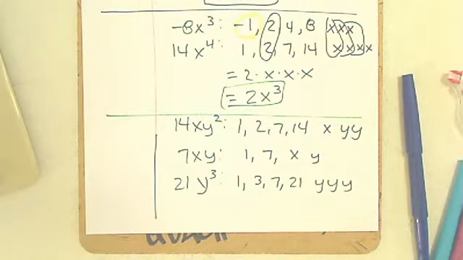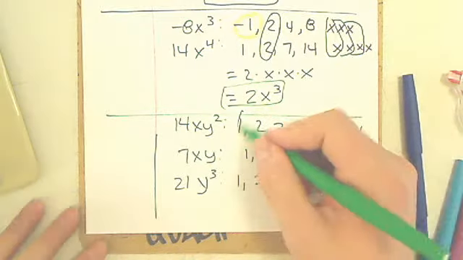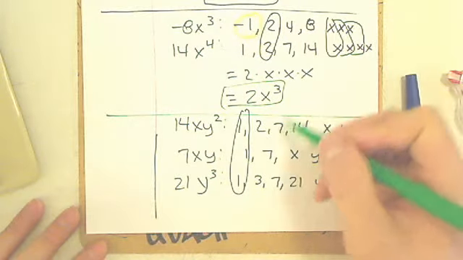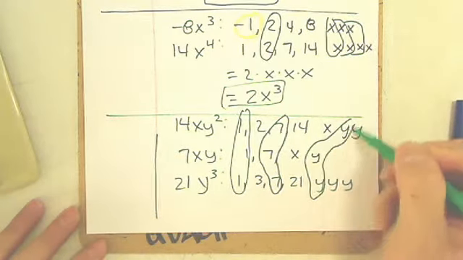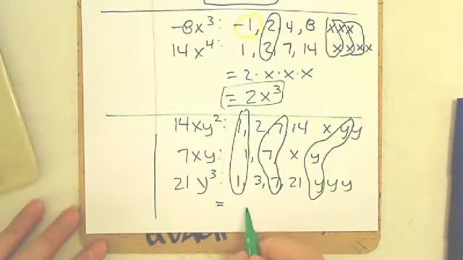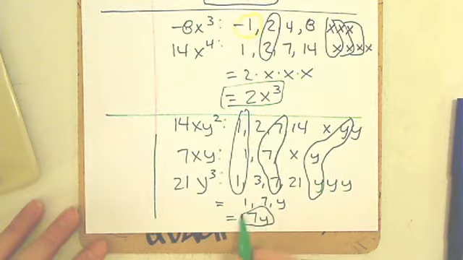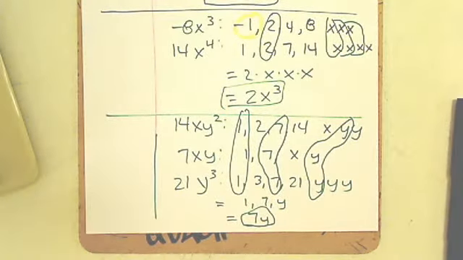Questions on how I broke those down? Circle the ones that are common. Keep going. How many? Just one pair. What do I have left over? 1, 7, y, or 7, y. 7y is my greatest common factor.